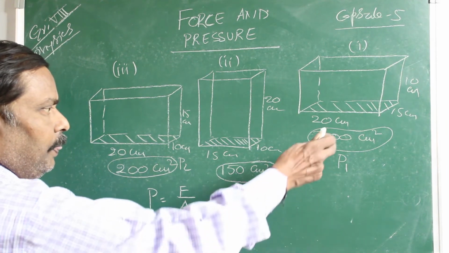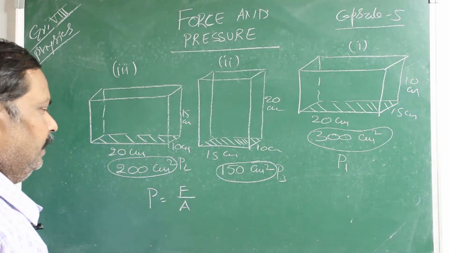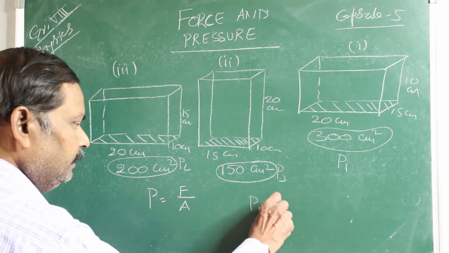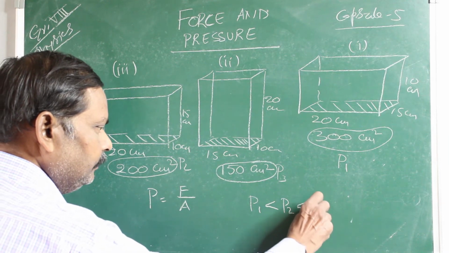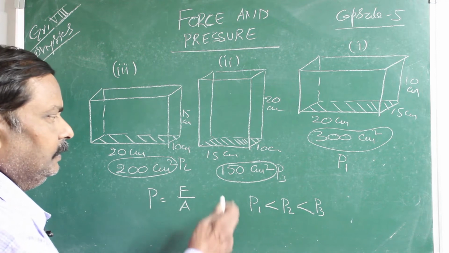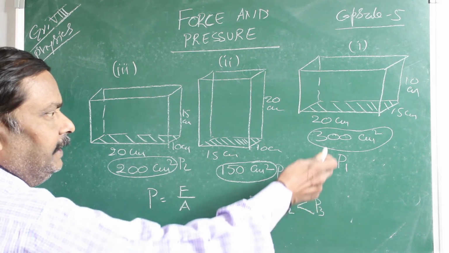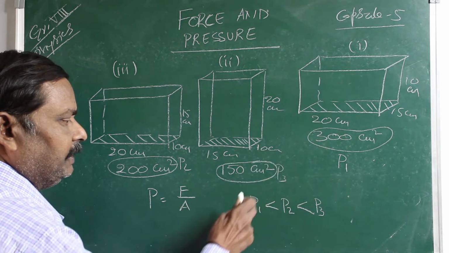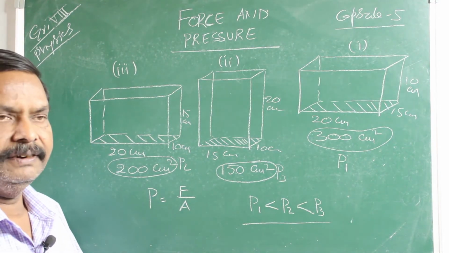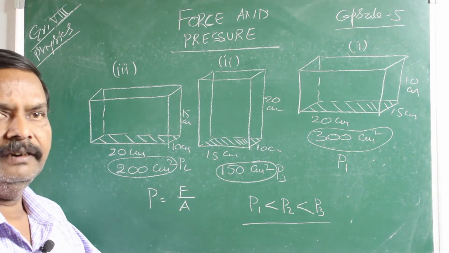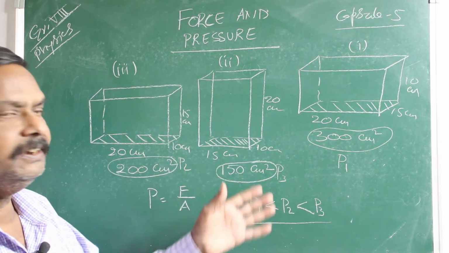It is clear that here the area of contact is very less, so pressure is maximum. So P1 is less than P2, which is less than P3. So in the third case, the area of contact is very less, so the pressure is very high. Here the area of contact is very high, so the pressure is very less. So when a solid cuboid is given, it exerts pressure in three different situations with three different values.